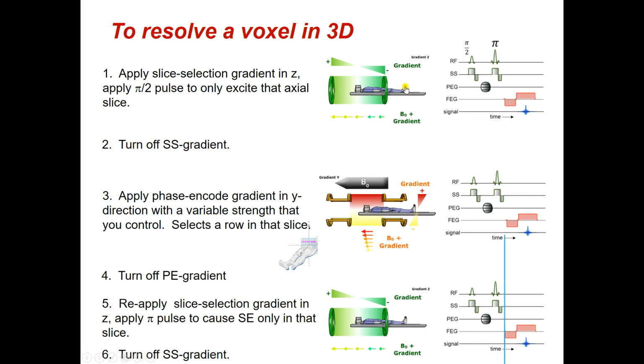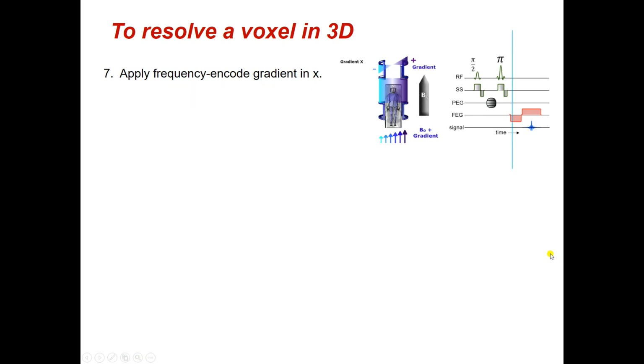Now, we have located where in the body this signal is coming from, toe to head. We know where it's coming from, what row, back to front, but now we need to know left or right. We're going to need a third gradient. So now I'm looking down on the patient. Now we want to know left to right. Where is it coming from? And to do that, we're going to apply the frequency encode gradient.